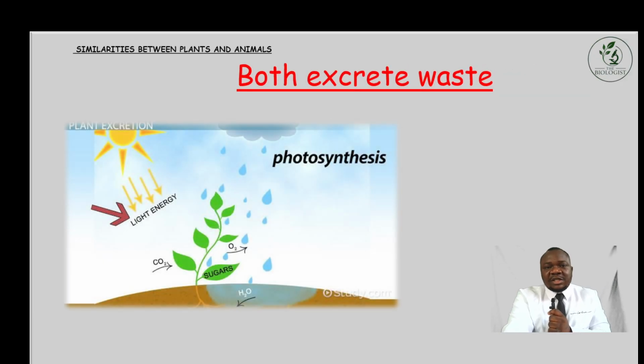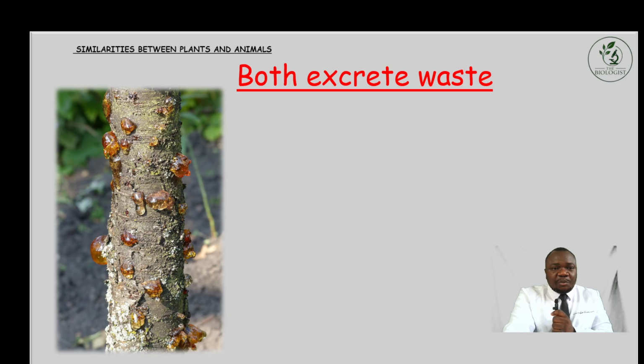Okay, so the next thing, they both excrete. Plants give out oxygen during the day as a form of waste product, and take in carbon dioxide. At night, the reverse is the case. Some plants remove what we call gums and latex, for example the rubber tree. They remove latex from the stem, and if you cut the leaf of rubber, you see some white latex coming out. So plants remove some waste product in the form of gum out of the stems.